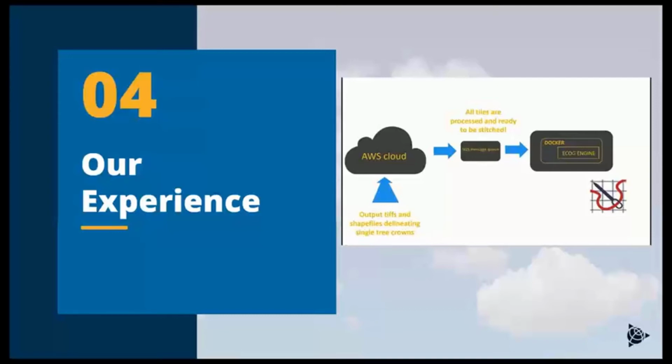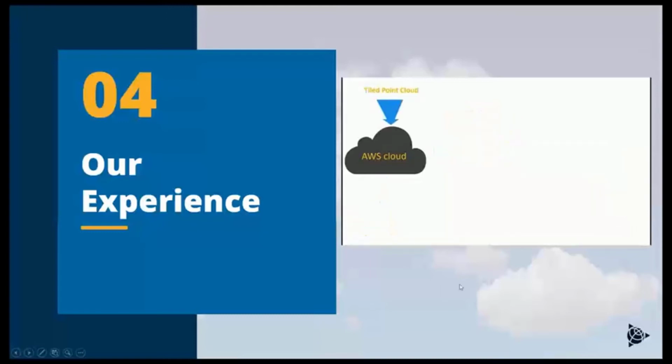In our scenario, we used Amazon. The user uploaded the tiled point cloud into the S3 bucket. Then once a tile was uploaded to the cloud, Lambda submitted a message into the message queue. And then maybe I'll start one more time with the video. So the user uploads the tiles into the Amazon cloud.